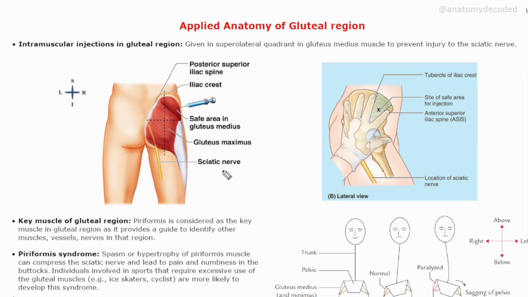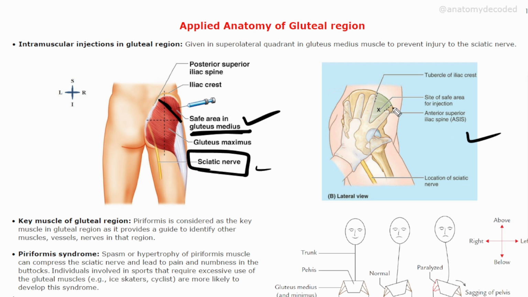Why is it so? Because we can see one nerve here on the medial aspect, there is the sciatic nerve. Okay, if we try to give injection in the medial part, the sciatic nerve may get injured. Okay, so that is the reason why injection is given in the superolateral quadrant, and it is usually given in this muscle, gluteus medius muscle. Okay, because the upper border of the gluteus maximus lies here, and there is some part of gluteus medius which is exposed just beneath the skin.